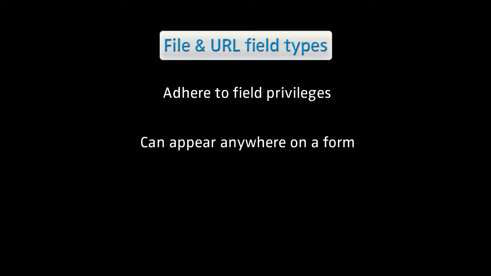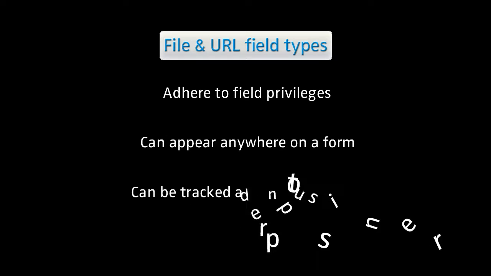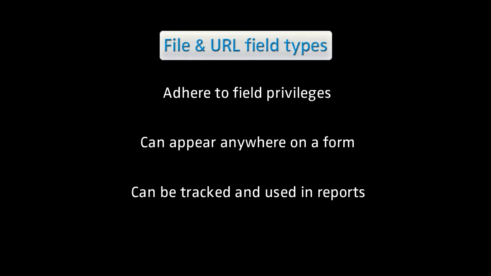Now, with SBM 11.2, we have a more elegant solution. Files and URLs can be treated as field types. This means that they adhere to field privileges instead of attachment privileges. They can appear anywhere on a form, not just on the Attachments tab, and they can be tracked and used in reports just like any other field type. Now let's get back to our demo.